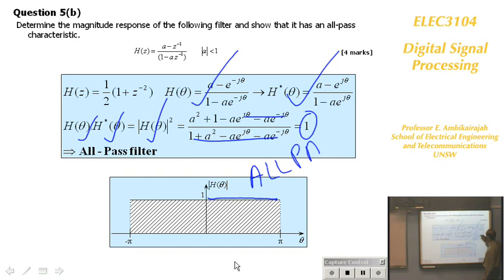This is one way of calculating the frequency response. It's good to know this method, because it's easy for you to calculate the magnitude response using this method.